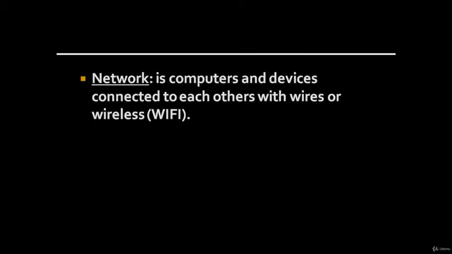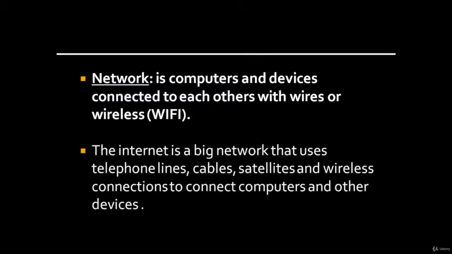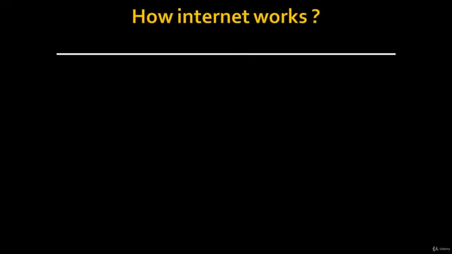Now, what is the network? The network is computers and devices connected to each other with wires or wirelessly, which is Wi-Fi. Now, the internet is a big network that uses telephone lines, cables, satellites, and wireless connections to connect computers and other devices. Now, how does the internet work?